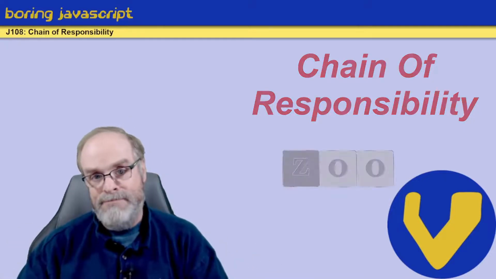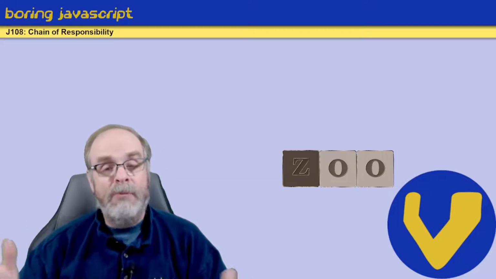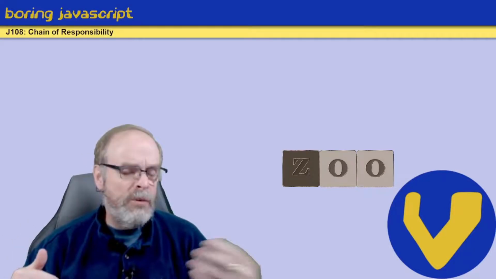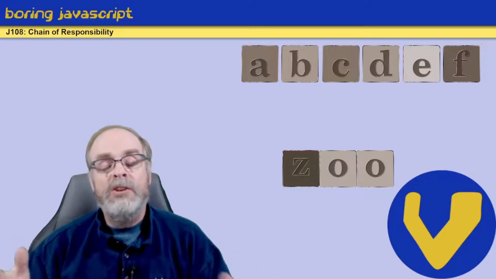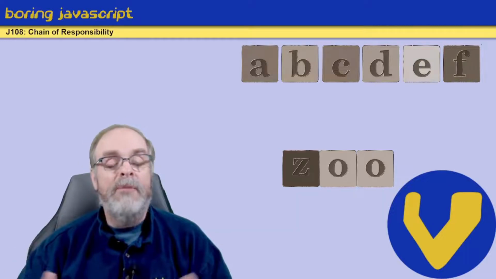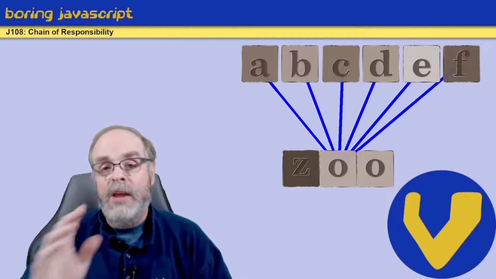For example, suppose I had a zoo, and this zoo will request animals from 6 other different zoos. We'll letter them A through F. And I've got to be able to find out which zoo can get me a particular animal on a particular day. And so generally I can just start talking to any one of these zoos.